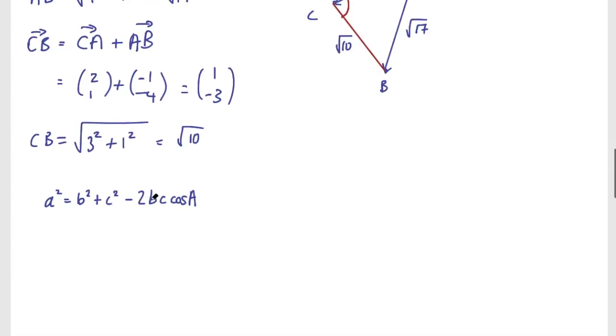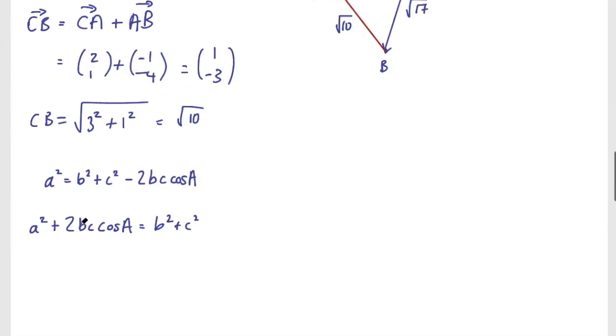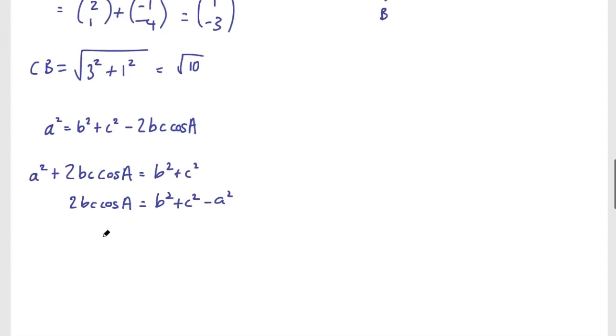So the first thing I'll do is to add this to the other side. So this is going to be a squared plus 2bc cosine A equals b squared plus c squared. Then subtract the a squared, so I get 2bc cosine A equals b squared plus c squared minus a squared. And then divide by 2bc to get cosine A by itself. So cosine A equals b squared plus c squared minus a squared, divided by 2bc.